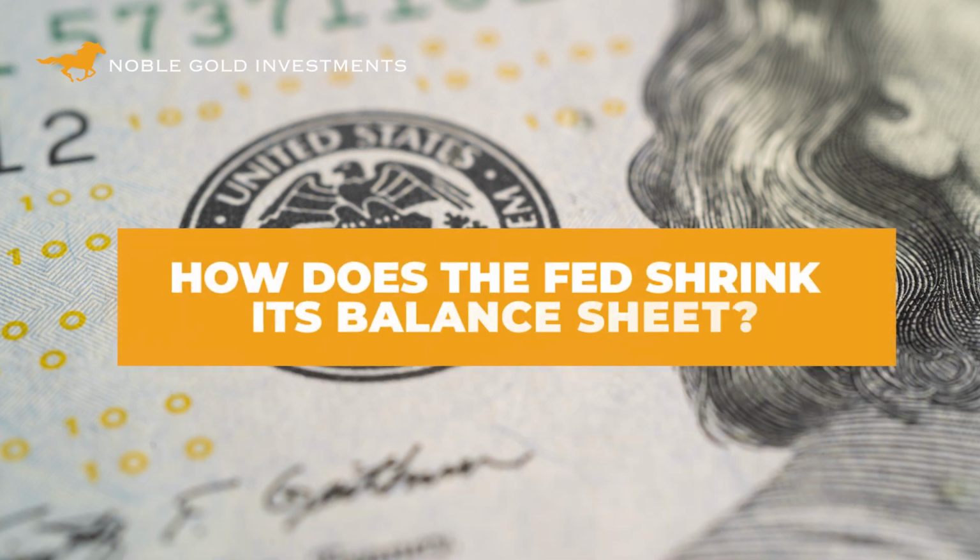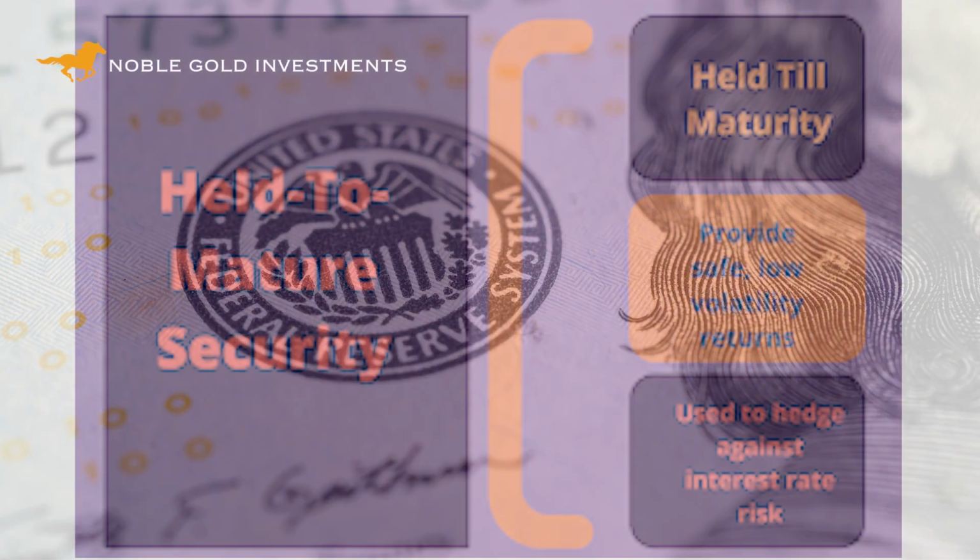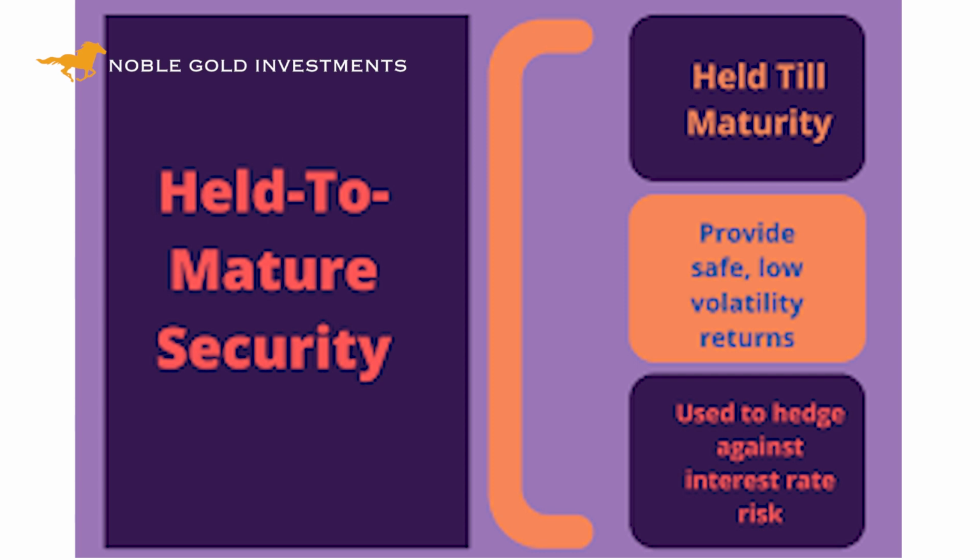How does the Fed shrink its balance sheet? It doesn't reinvest the funds it receives from maturing securities. When a Treasury security hits its maturity date, the Fed will not reinvest the proceeds into another Treasury security. Instead, it will redeem the maturing security.